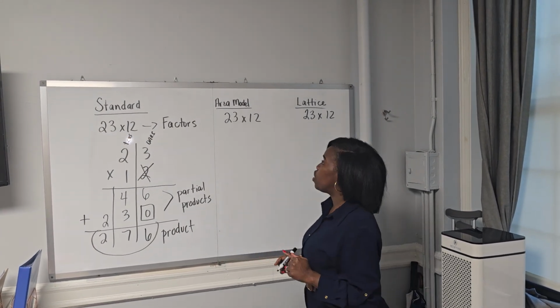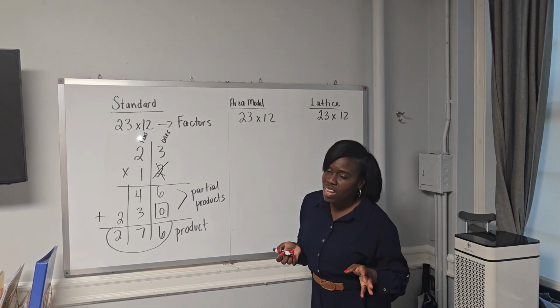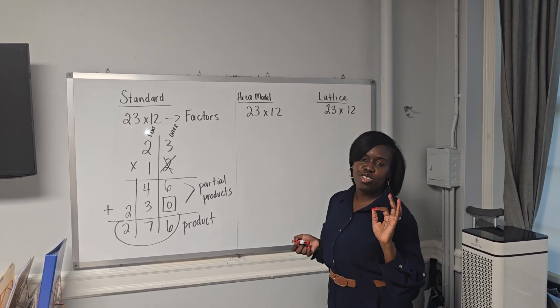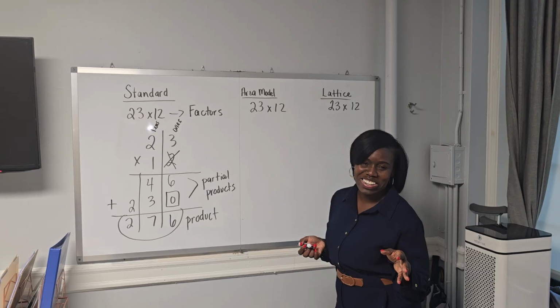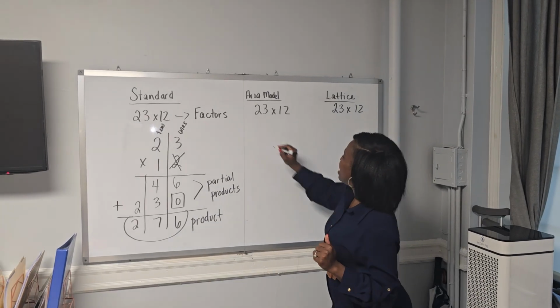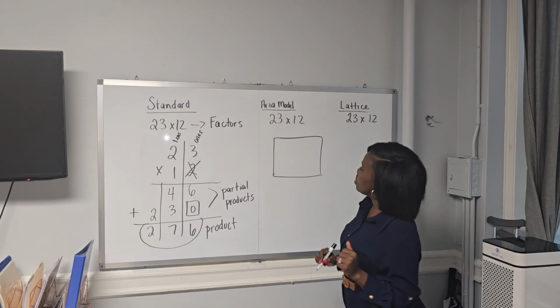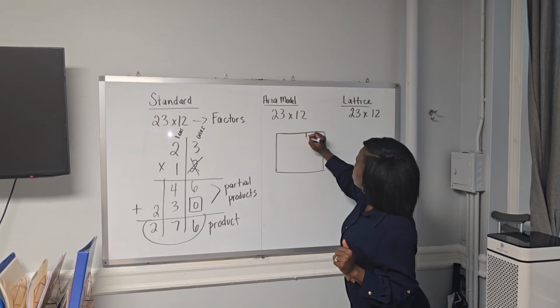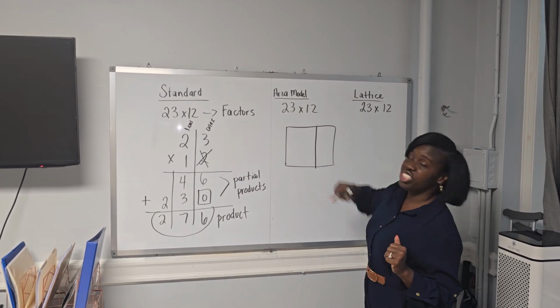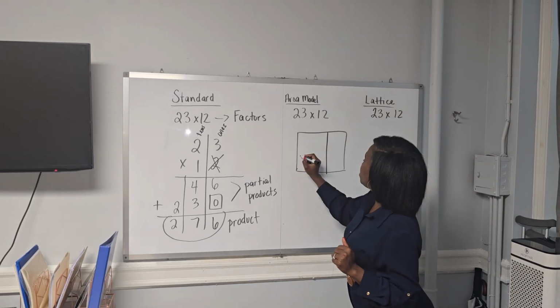Now, we are moving on to area model. Please don't laugh at me. I'm not the best artist. I don't always draw boxes the way that they need to be drawn, but you're going to get the point. So, we're going to draw a box. We are going to split the box because we have 2 digits in each. So I'm going to split it into 4.